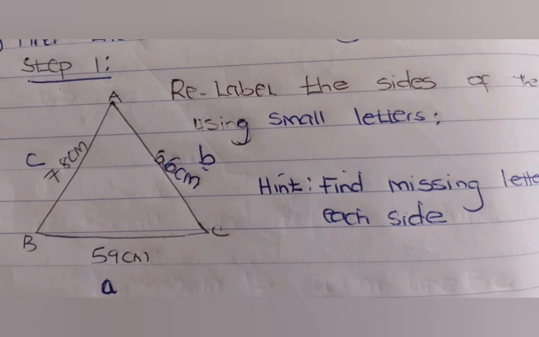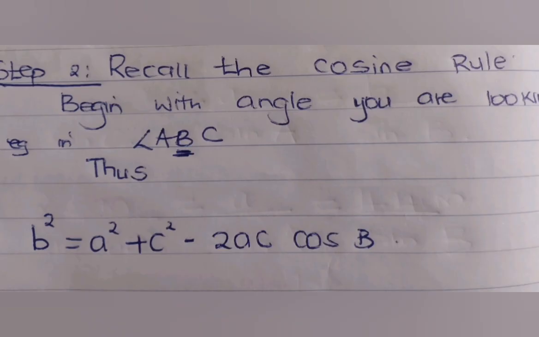Once you're through with that, we can now go to step number 2, whereby we are to recall the cosine rule. And remember, the angle that is in question is angle B. So in our case, we are going to start with b squared, the angle that is in question. b squared is equal to a squared plus c squared minus 2ac cos B. And for this one, you can find the cosine rule in your mathematical tables.